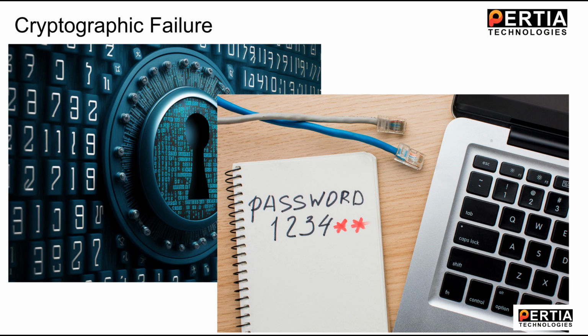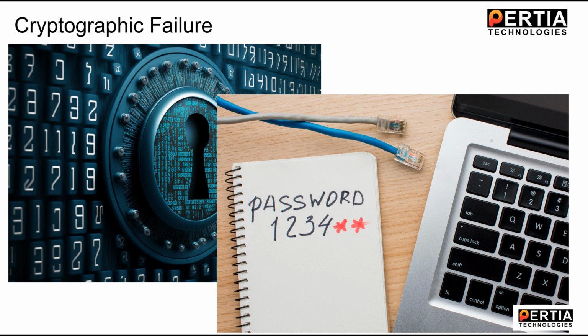Now, how does cryptographic failure occur? This occurs when there is a flaw in the encryption or decryption process. For example, if the encryption algorithm is weak or the secret key is easily guessable, your data is no longer secure. It's like using a cardboard box as your treasure chest. It might look secure, but it is not.